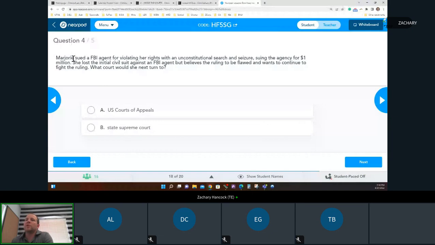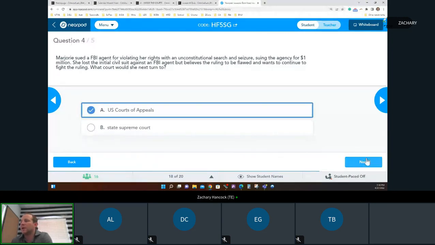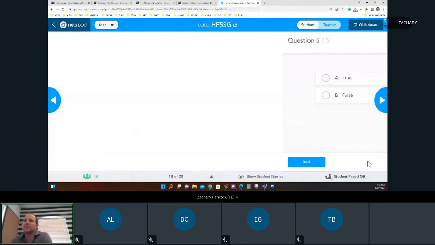Marjorie sued an FBI agent for violating her rights with an unconstitutional search and seizure, suing the agency for $1 million. That'd be nice, right? She lost the initial civil suit against an FBI agent, but believed the ruling to be flawed and wanted to continue fighting the ruling. What court should she turn to next? Appeals court? Appeals. Good. You didn't win and you want to appeal it.